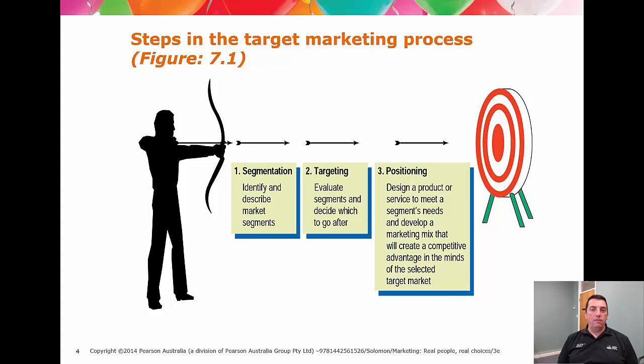So, the steps in the target marketing process. This is a good slide to learn for the final exam for those people doing the on-campus delivery or attending seminars. We have segmentation, targeting, and positioning. We start off with identifying and describing market segments. Then we move into evaluating segments and deciding which ones to go after. And finally, positioning, where we design a product or service to meet a segment's needs and develop a marketing mix that will create a competitive advantage in the minds of the selected target market. Some people call this the STP process. Whatever you'd like to call it, it's one you do need to remember. Understanding this will help you understand what happens for the rest of the semester.